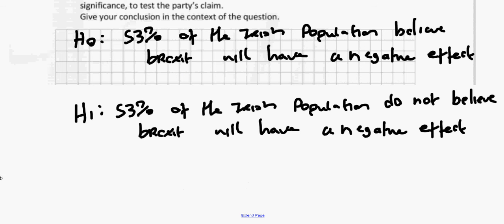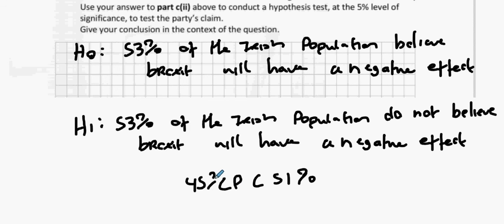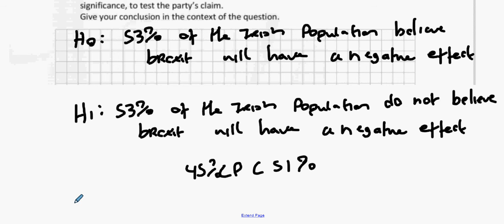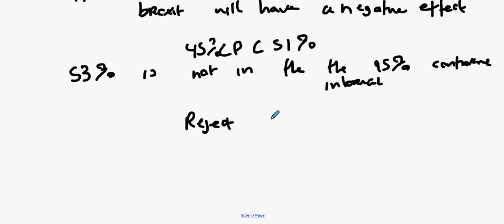Alright, now what do we know about our confidence interval? It's 45 to 51. Is the answer in this region? So what can you say? 53% is not in the 95% confidence interval. So what does that mean? Which one's correct, H1 or H0? Yeah, so you reject H0, and what you say is, we reject H0, and then you're done, because you know it's not true.